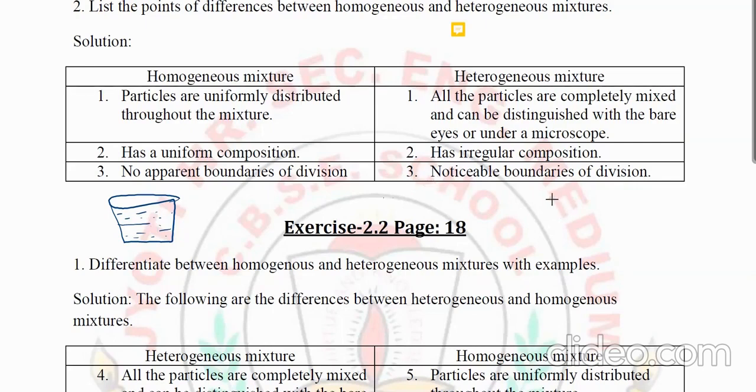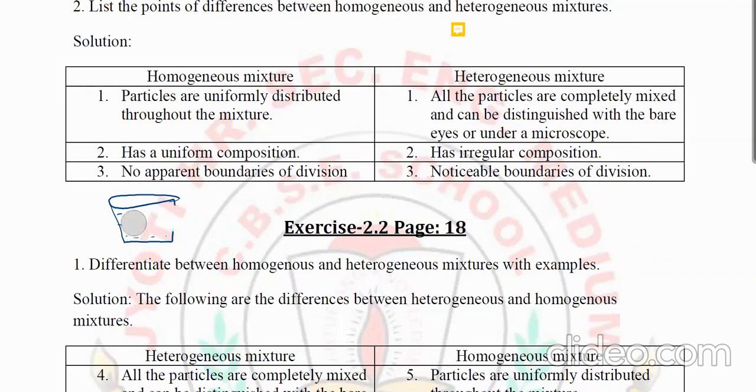But in the case of a heterogeneous mixture, for example, if I take a container with water and sand mixed with it, what will happen? If the sand particles are left for some time after mixing, the whole of the sand will settle down, and the water will be collected on top of the sand. So here you will see a distinct boundary between the two components, water and sand. But in the case of a homogeneous mixture, no type of boundary is seen.